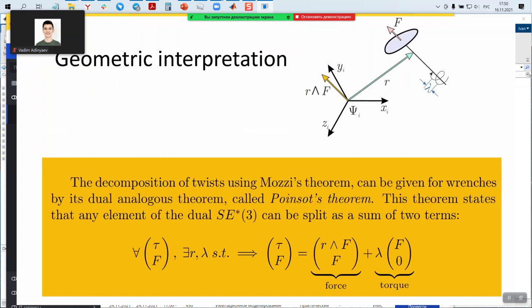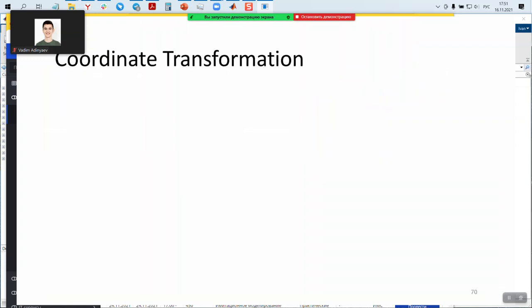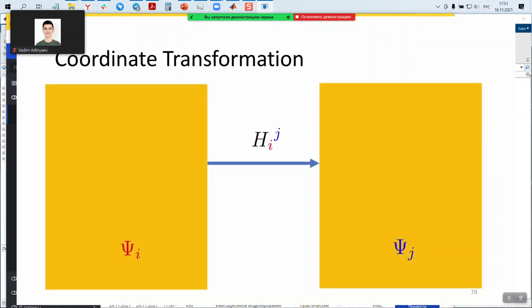And the same geometric interpretation can also be applied for wrenches. A wrench can also be considered like a vector. It's not a vector, it's a covector, but you can also do a geometric interpretation. All right, so let us conclude this part.